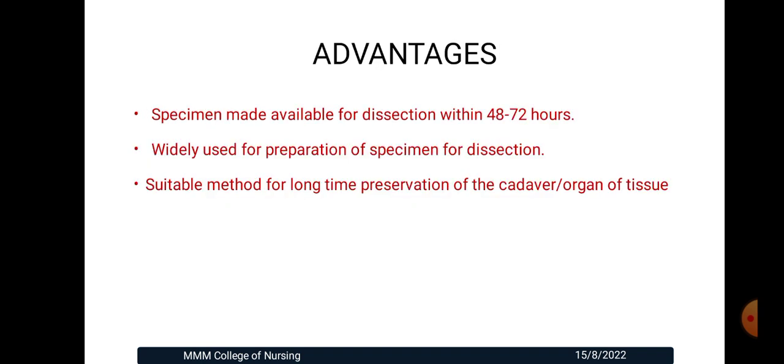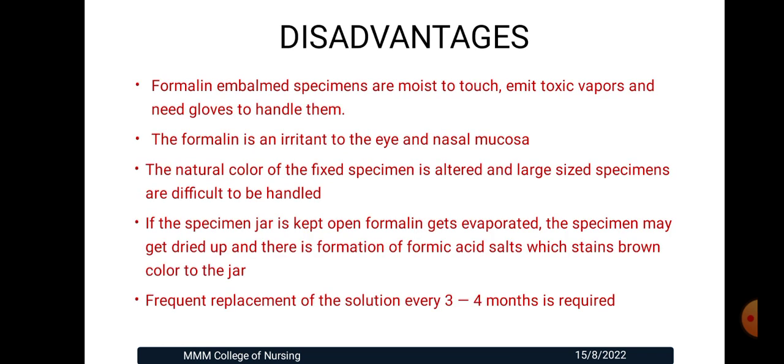Advantages: specimen made available for dissection within 48 to 72 hours. Widely used for preparation of specimens for dissections. Suitable method for long-time preservation of cadaver organs or tissues. Coming to the disadvantages, formalin embalmed specimens are moist to touch, emit toxic vapors, and need gloves to handle them.